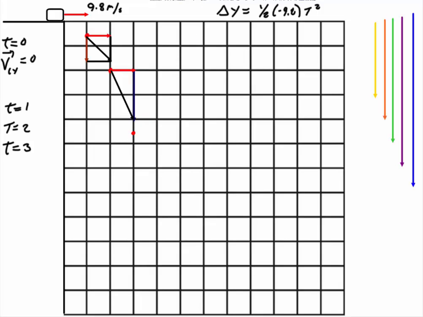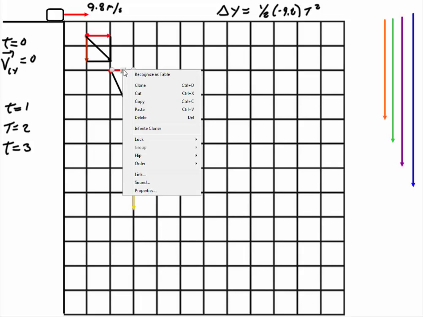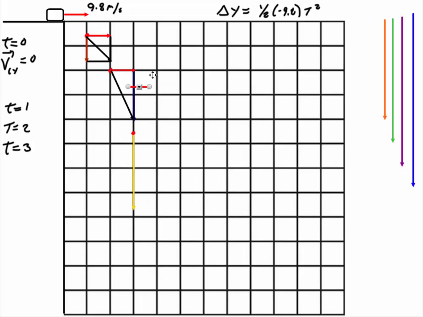Now my velocity in the y is going to be 9.8 times 3. So I've created this vector over here to represent the vertical component. It's going to be back over here, back into place. And then we'll clone this. Move that into place.